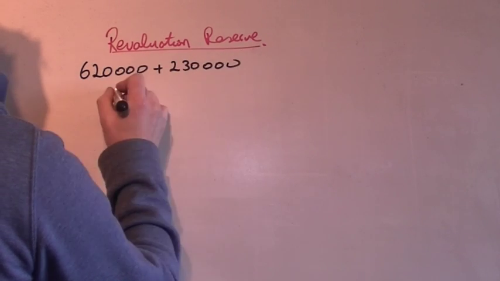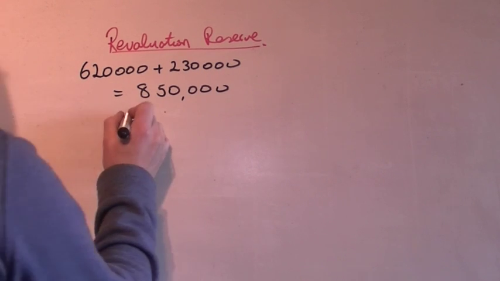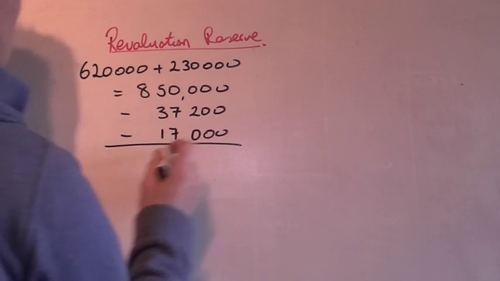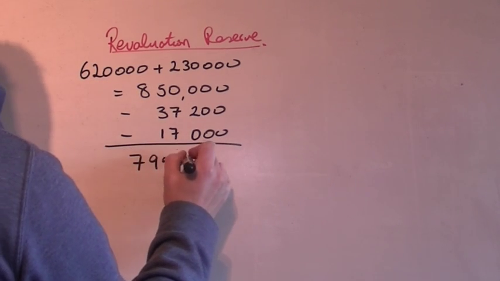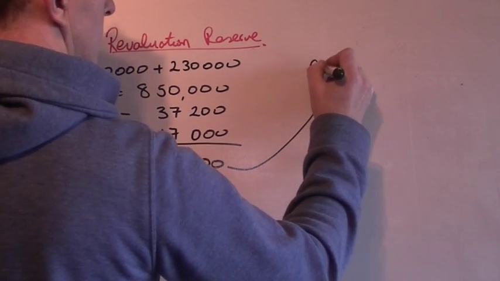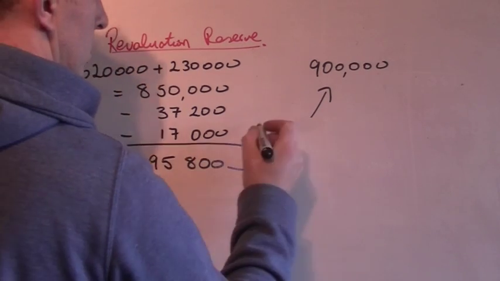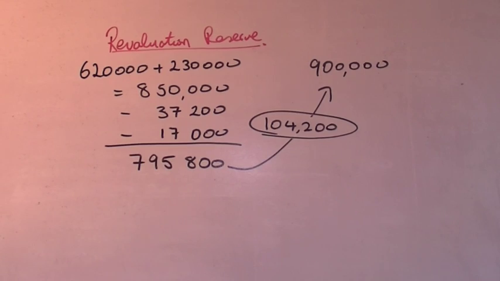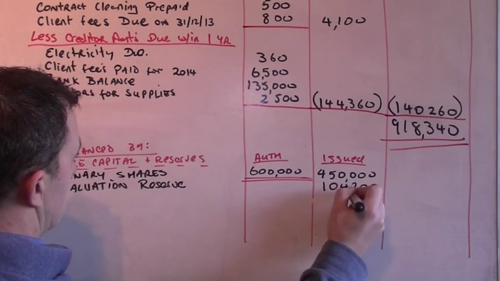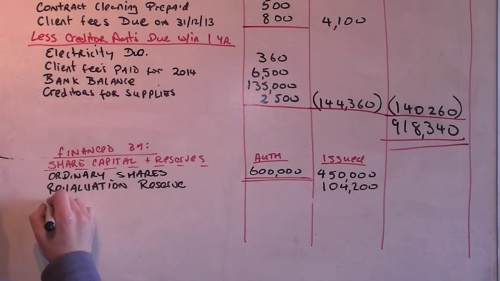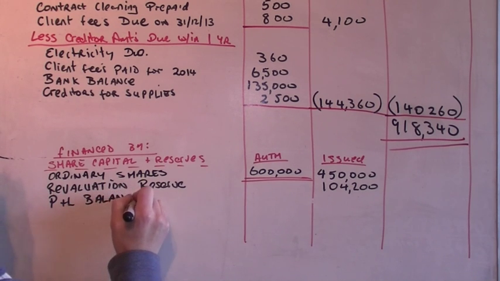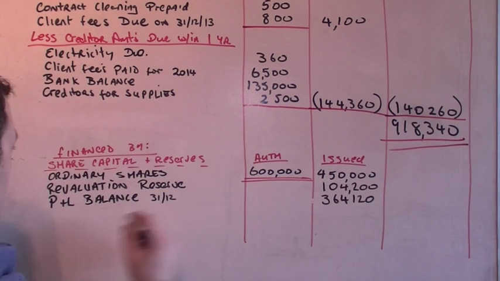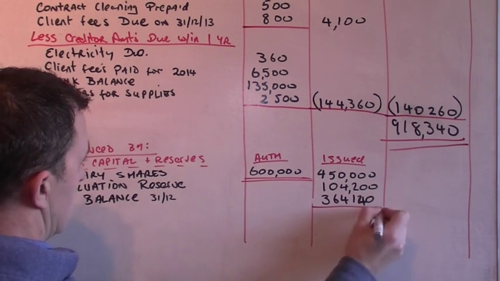Next up is to calculate our revaluation reserve. Well, we know that our buildings in total were 850,000 at cost. Minus the accumulated depreciation and also minus this year's depreciation means that the real value of our buildings was 795,800. We revalued up to 900,000, which means we revalued by the amount of 104,200, and that's our revaluation reserve. Finally, we add our P&L balance at the end of the year, and that was 364,140, and we add all three to give us €918,340 as our balance.